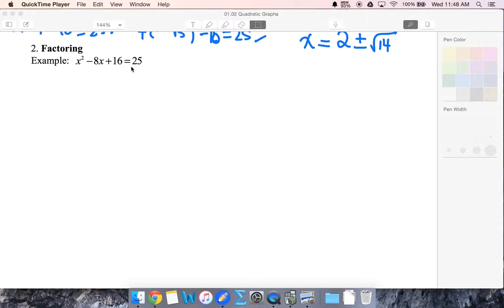This one is on solving by factoring, and I'm really going to go through the steps of factoring here. So this is a great video if you need a refresher on factoring and if you want to see the way that I teach factoring.